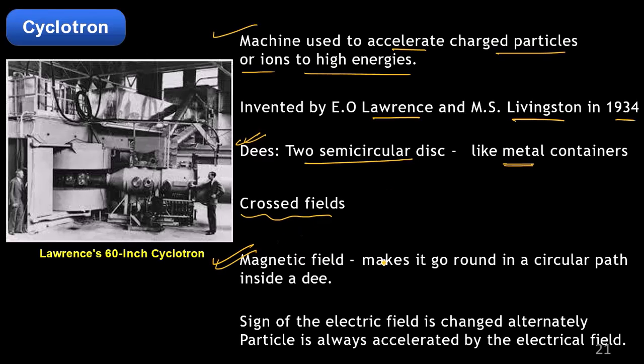The magnetic field makes the particle go around the circular path. Inside the electric field, the sign of the electric field has to be changed alternately so that the particle will always accelerate. This acceleration created by the electric field ensures that the particle will get a high amount of energy. That is the basic idea. You want to get a high amount of energy for this charge, so for that you are using the cyclotron device.